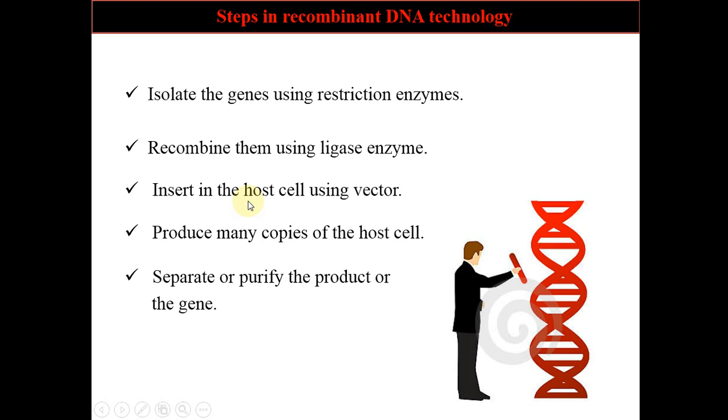The host cell will now multiply and replicate this gene of interest along with the vector molecule, and then produce a product from it. Product is RNA first and then the proteins are formed. This produces many copies of host cell, and the host cell consists of many copies of the particular product. The last step is extraction, separation or purification of the product of the gene of interest.